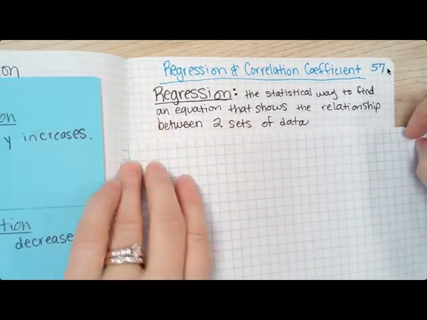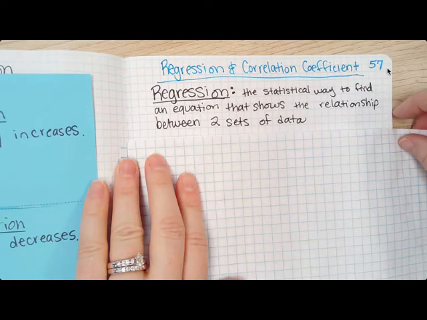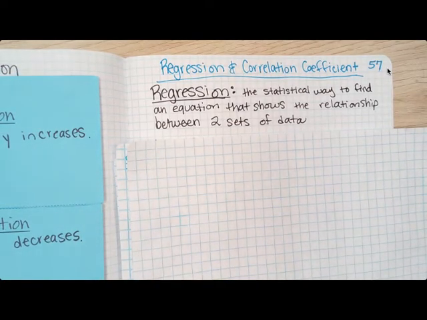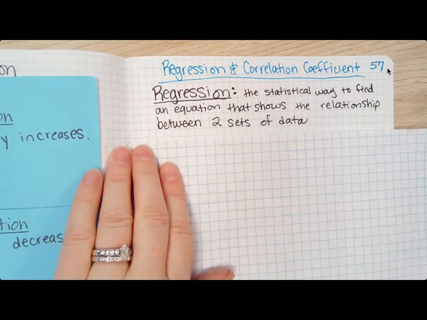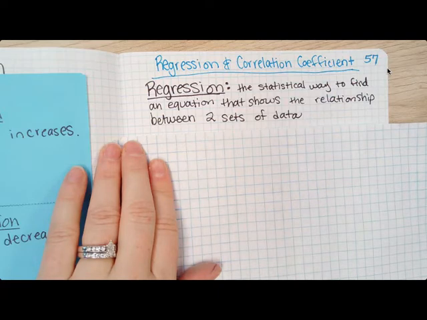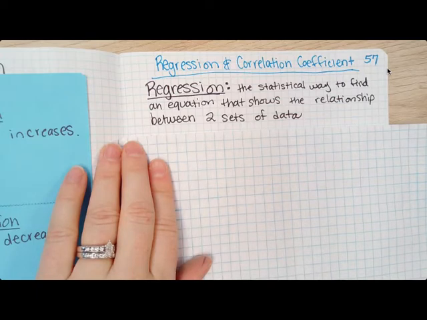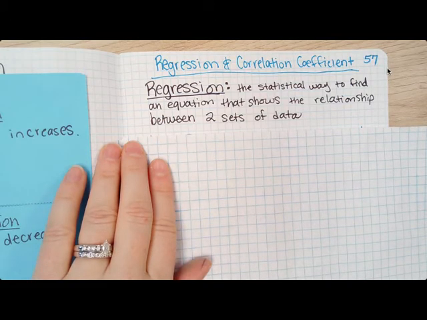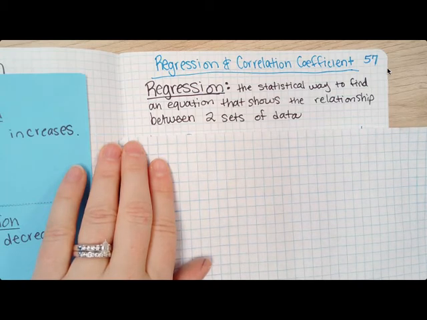So here's the definition. The statistical way to find an equation that shows a relationship between two sets of data. So the way you can show the relationship is by writing an equation.